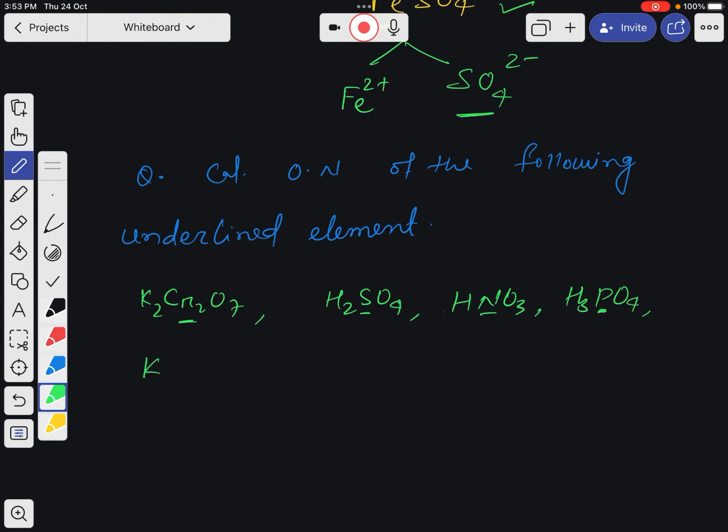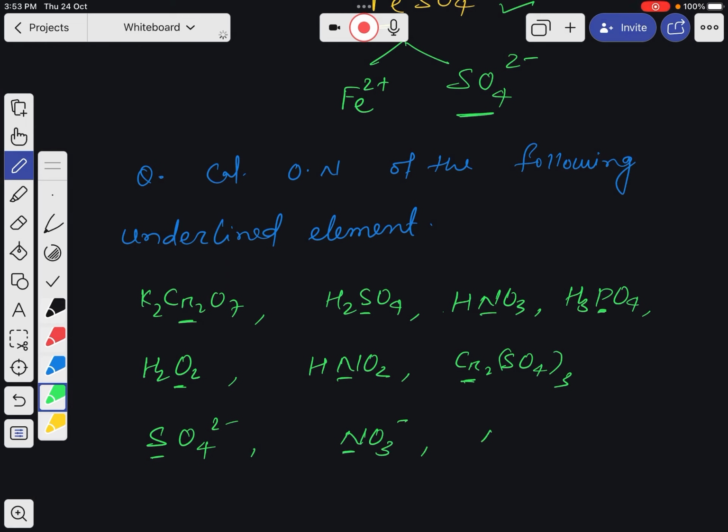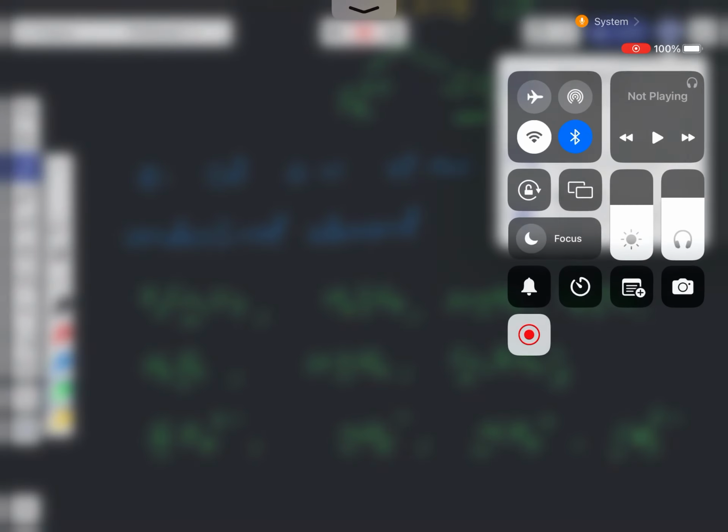In H2O2, oxidation number of oxygen. In HNO2, oxidation number of nitrogen. Cr2(SO4)3, oxidation number of chromium. In SO4 2-, oxidation number of sulfur. In NO3-, oxidation number of nitrogen. In NH4+, oxidation number of nitrogen. And the last one, in CO3 2-, carbonate, oxidation number of carbon. Complete this, then we discuss it in our online class.